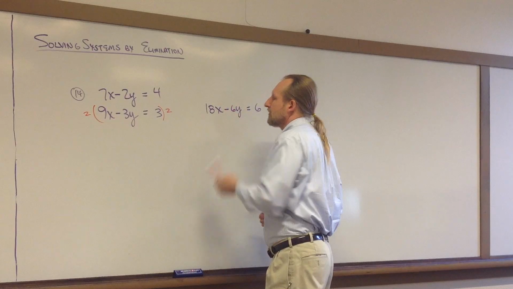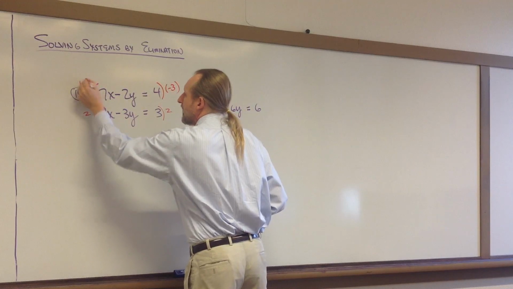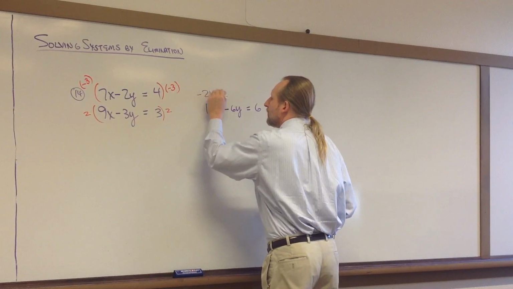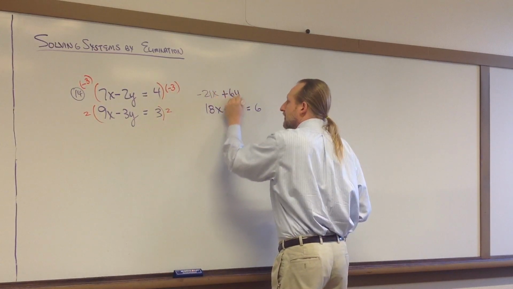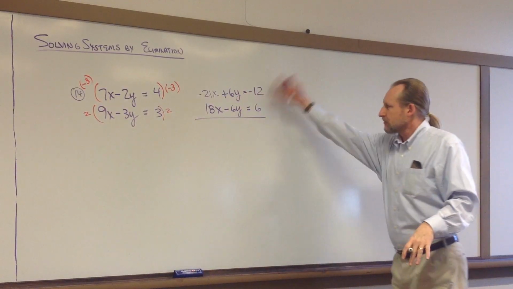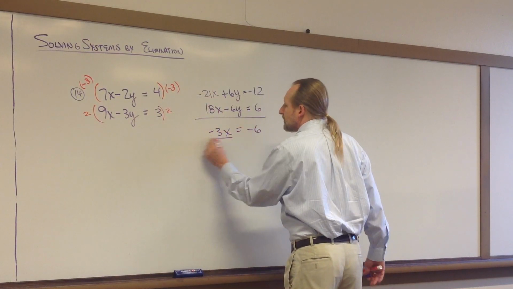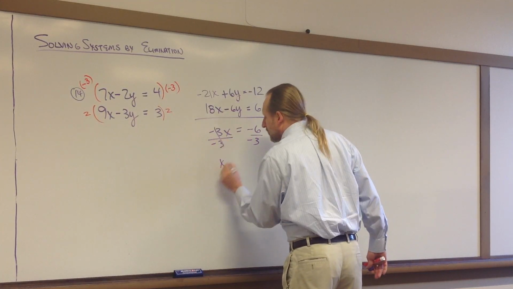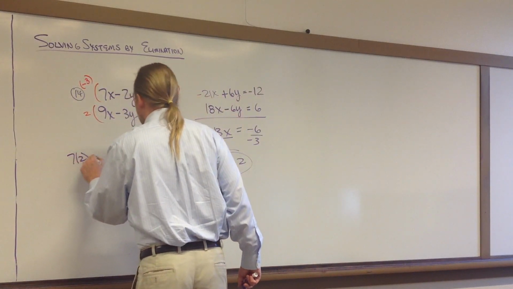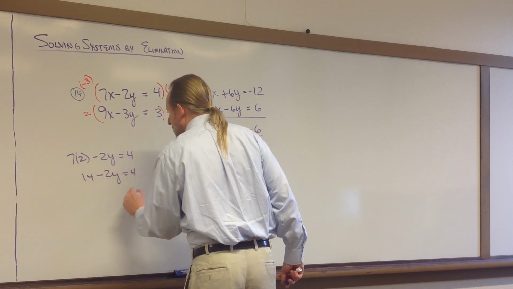Now to get the signs set up so that they'll cancel, to get opposite signs, here I'm going to multiply by -3. Okay? So the x's will get -21x, and then positive 6y equals -12. Now everything's set up so that we can add these equations together. Over here we'll get -3x equals -6. So x equals 2. Then we'll come back over here, plug in 2 for x, and let's see here, 14 minus 2y equals 4.